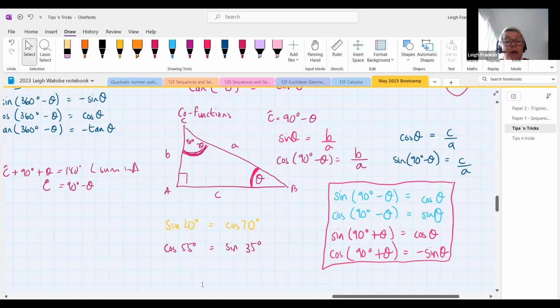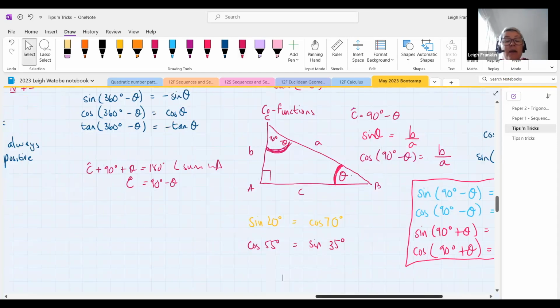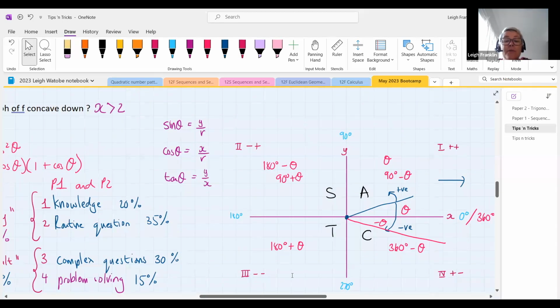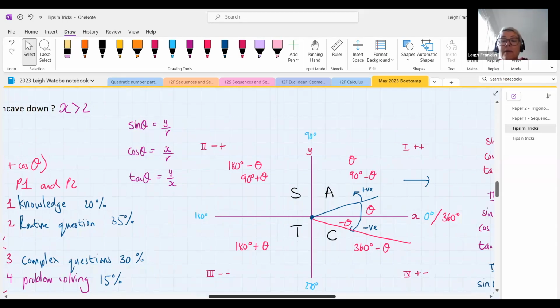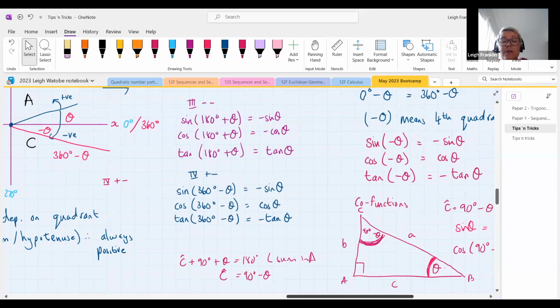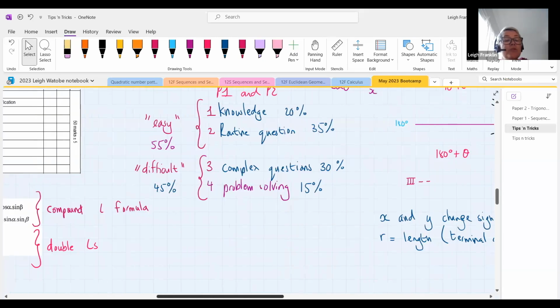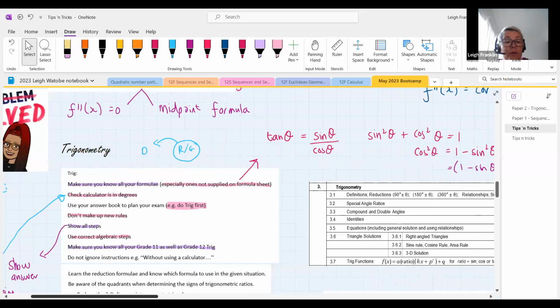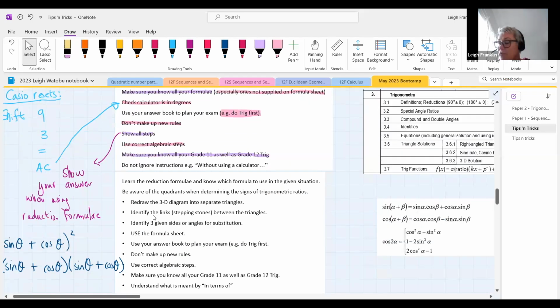Let's just go back and make sure that we have done everything here that I can think of. Negative angles, 90 plus, 90 minus, etc. All right, let's get back to what we were discussing over here.